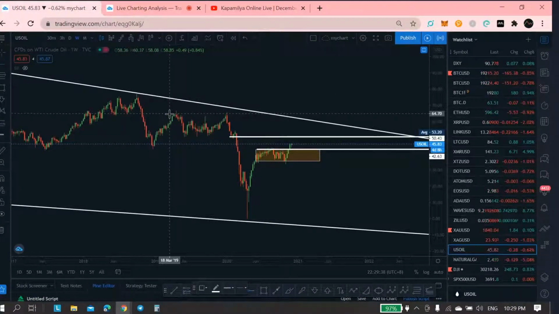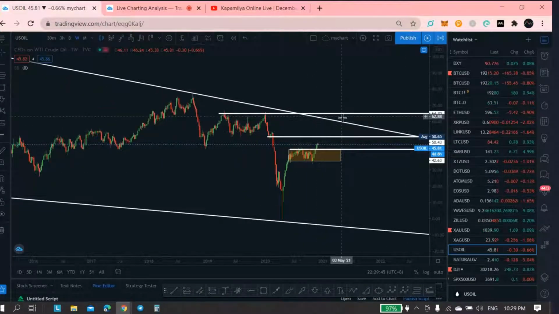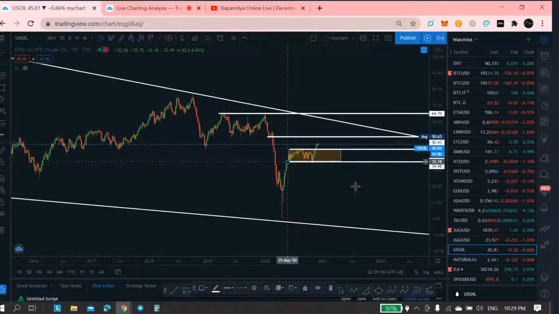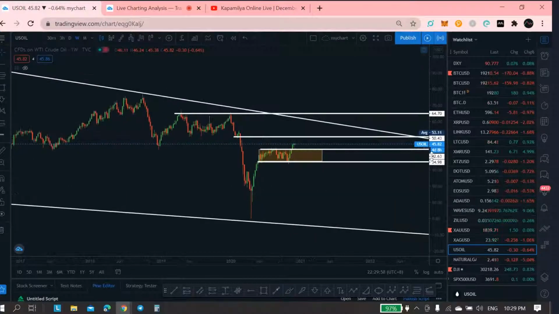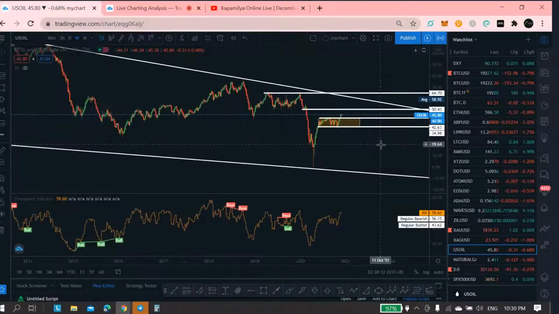And then of course at this area, possibly 64 if it breaks this $50 area. So let's see how it goes for US oil. And possibly the 34 area, if it continues to trend lower after it breaks this 42 area. So this is support 2, support 1, and then R1, and then resistance 2, the 64 area, on the weekly time frames.